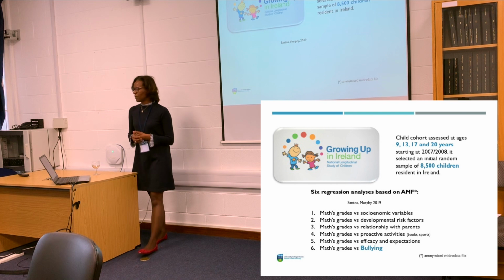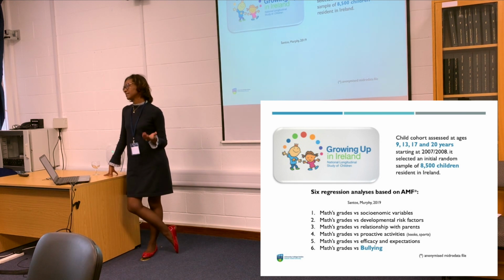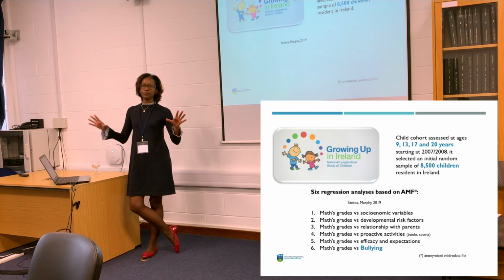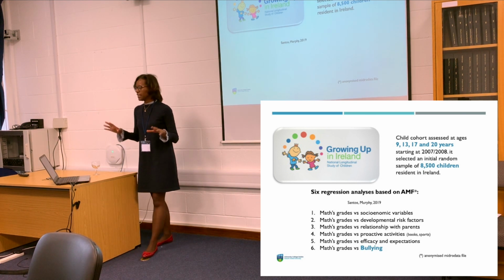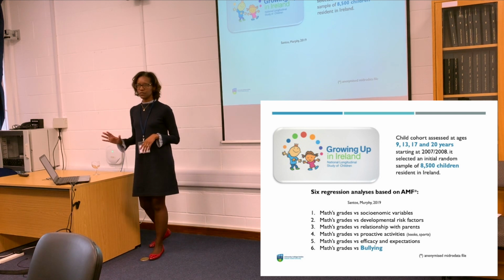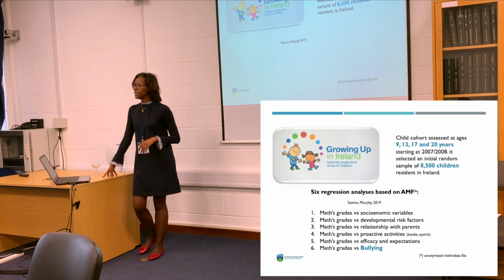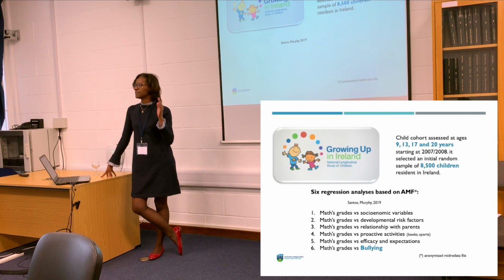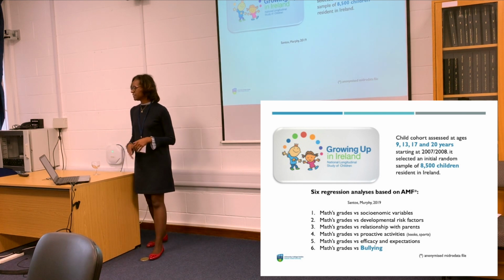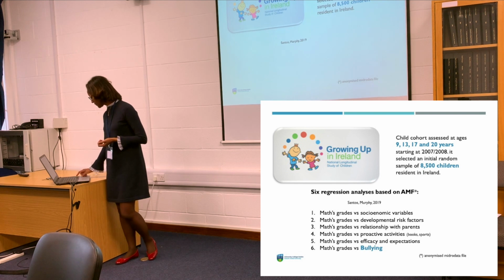So as you all know, Growing Up in Ireland is a national longitudinal study of children here. You have two major cohorts, and I will mention just the child cohort, the one I've been looking at so far. This cohort was assessed at age 9, 13, 17, and 20. And the initial cohort had 8,500 children.